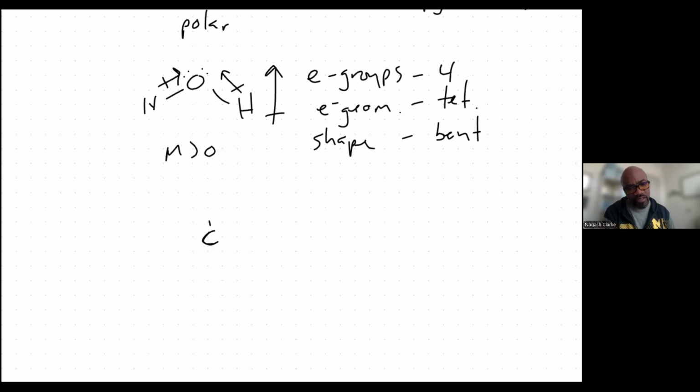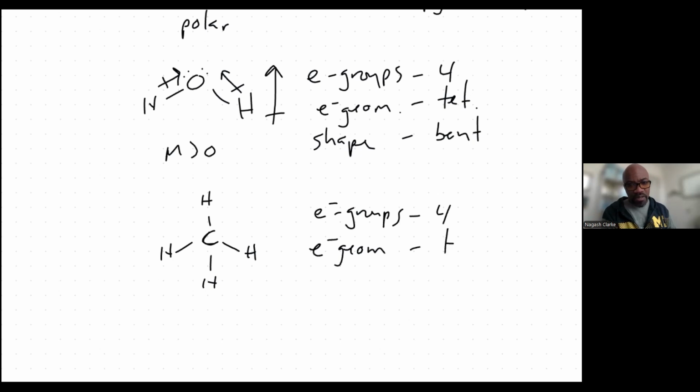You see, they're all in the tetrahedral family, such that they have different molecular geometry because some have lone pairs and some don't. In the case of CH4, how many electron groups do we have? Four. Electron geometry is tetrahedral again, but the shape is also tetrahedral because I have no lone pairs.